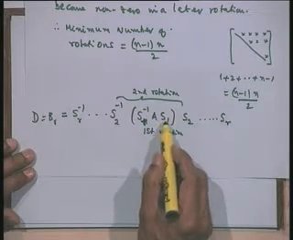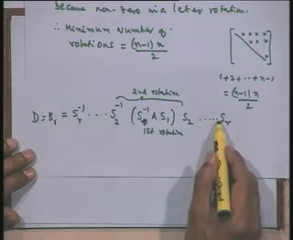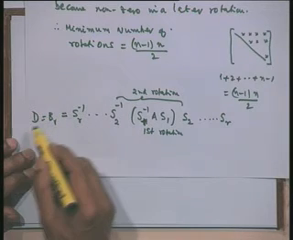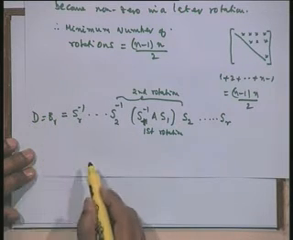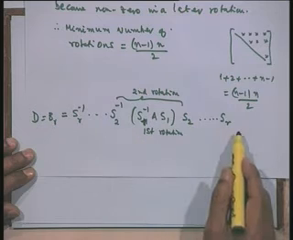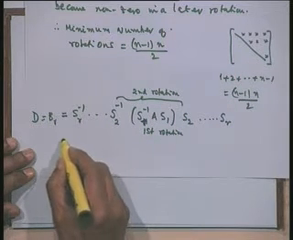Therefore, this is the first rotation, the next rotation, and finally the rth rotation that we have needed to reduce the matrix A to the diagonal form D. This is how the sequence of rotations looks. Now, let us simplify this.